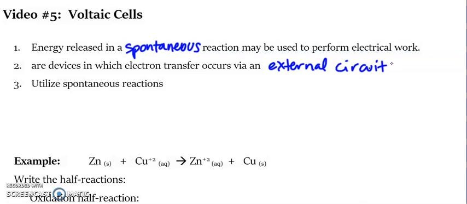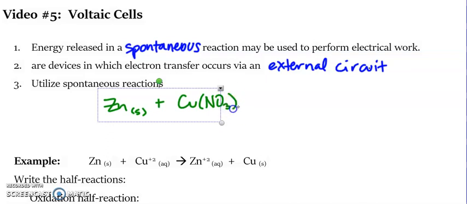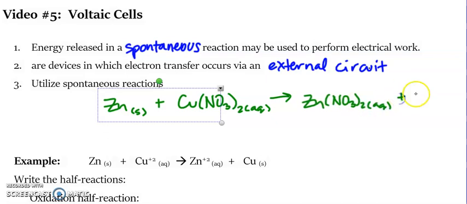So this would be something like if we had Zn as a solid, so solid zinc, and reacted it with copper 2 nitrate solution. Okay, so this reaction will happen on its own spontaneously because zinc is more active than copper. So you're going to get zinc nitrate solution and solid copper. And the nitrate in this case will be a spectator ion because it's not changing. It's part of the copper solution and then it's part of the zinc solution.